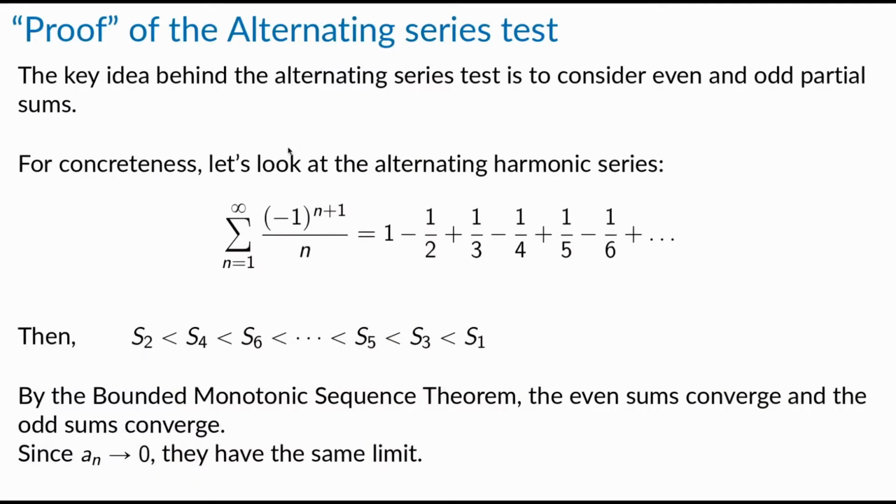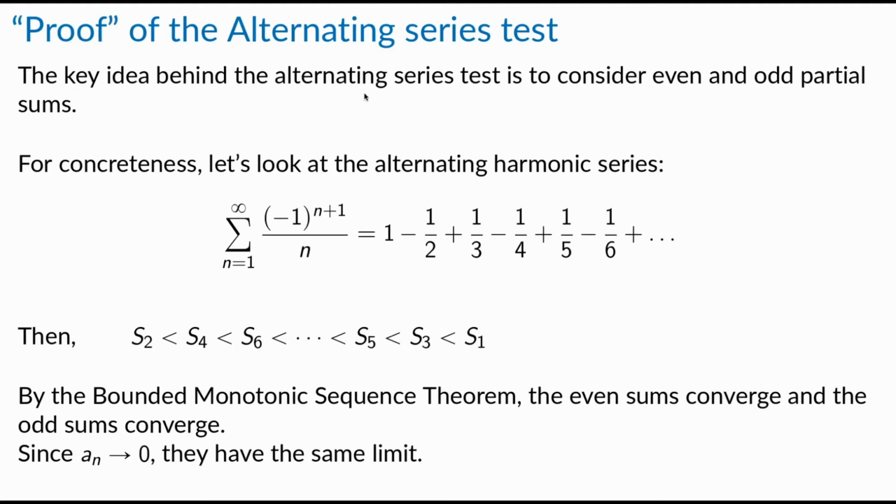Let's now look at why the alternating series test is true and use that to understand how we can make an estimate on error terms in the alternating series test. Okay, so I'm calling this a proof between quotation marks. It's all the ideas of a proof. It's just not a complete proof.